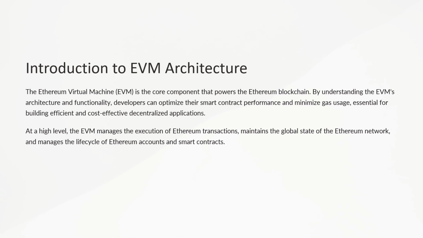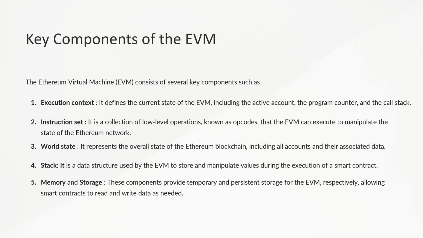At a higher level, the EVM manages the execution of Ethereum transactions, maintains the global state of the Ethereum network, and manages the life cycle of Ethereum accounts and smart contracts. In the following slides, we will delve deeper into the key components of the EVM, its instructions, and see how it interacts with the broader Ethereum ecosystem. The Ethereum Virtual Machine consists of several components that work together to execute smart contracts on the Ethereum network. These include the execution context, the instruction set, the world state, the stack, memory, and storage. Each of these components will be discussed in detail in the following slides.